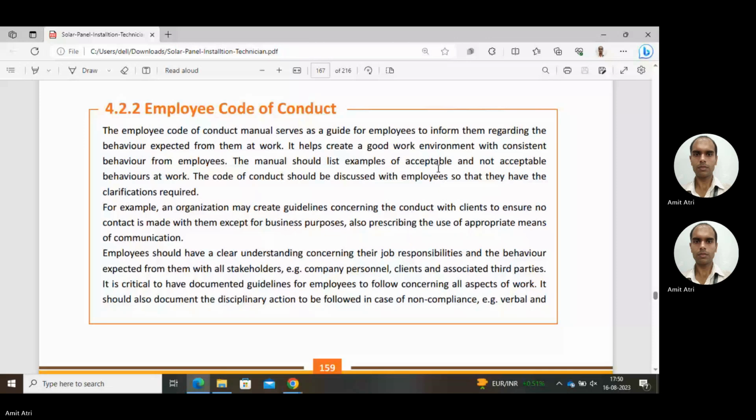A normal saying is that something which is not written is not done. So the guidelines should be documented. They should cover all of the aspects of work which are expected from the employees. It should also document the disciplinary action to be followed in case of non-compliance. Meaning, if the code of conduct is not followed, which type of disciplinary action will be taken against the perpetrators?